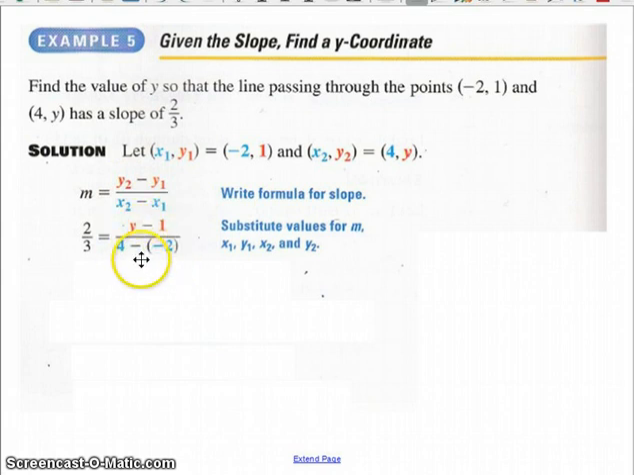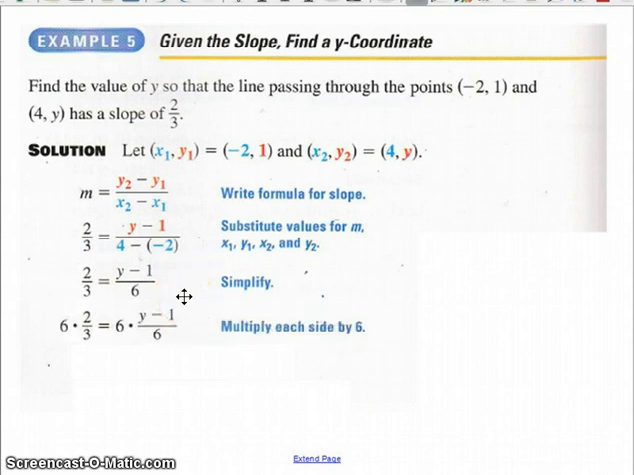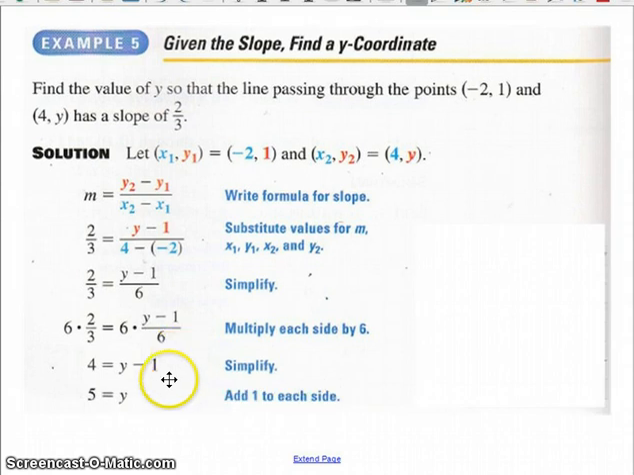All right, well, let's do our algebra. 4 minus 2 is 6. So I've got 2/3 is equal to y minus 1 over 6. I move the 6 over by multiplying both sides by 6. And on the left side, 6 times 2 is 12. 12 over 3 is 4. So I've got 4 on the left. These 6's cancel, so I've got y minus 1 equals 4. All right, I move the 1 over, and now I know that y equals 5.